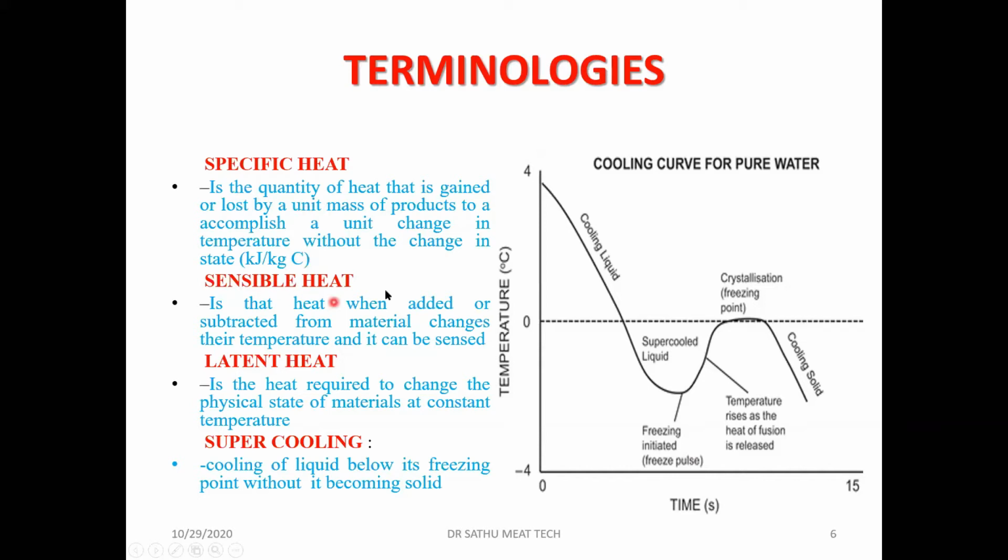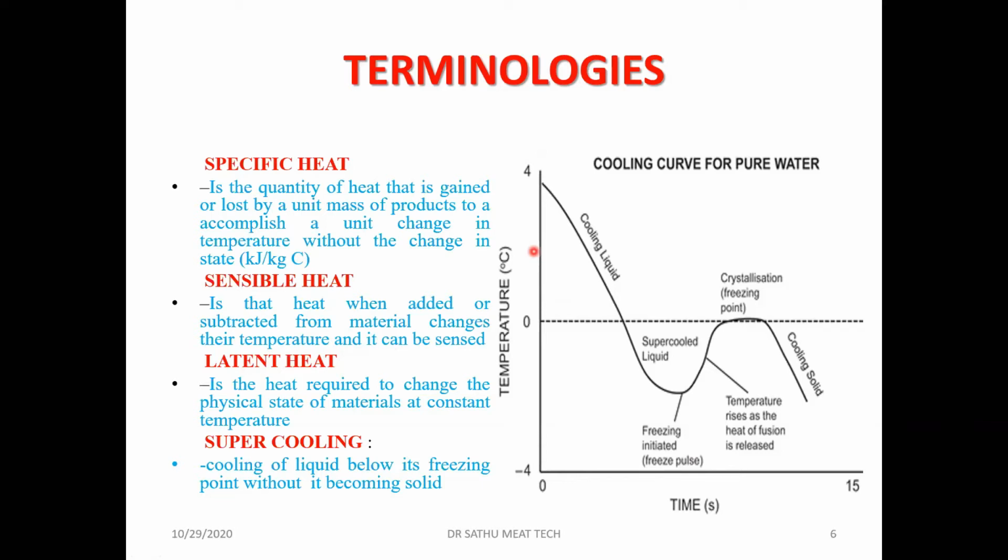What is sensible heat? It is that heat which, when added or subtracted from the material, changes the temperature and it can be sensed. For example, if you take water and keep your hand in it, you will feel some temperature. But when the same water gets converted into ice, we feel that ice is more cold compared to the water. So we can sense the change in the temperature. That is called a sensible heat.